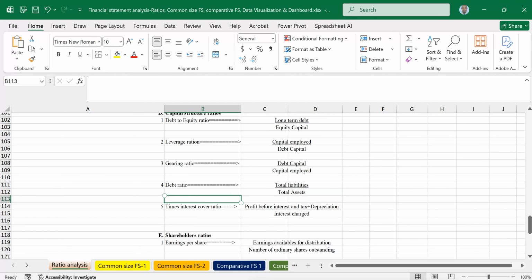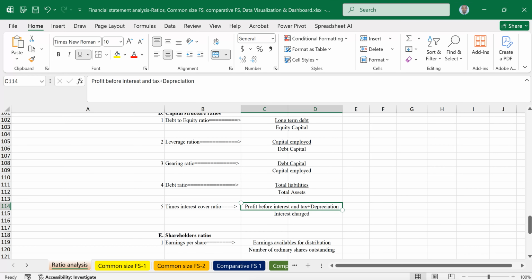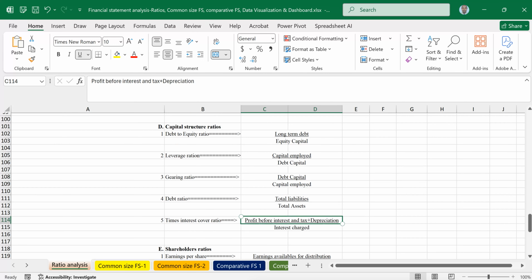Times interest cover ratio tells you the number of times that you can pay your interest, your finance cost, from profit before interest and tax, then you add back depreciation. So if you take operating profit, how much interest can you pay from your operating profit? Remember, operating profit is also known as profit before interest and tax. This time round, you also add back depreciation. So those are the capital structure ratios.